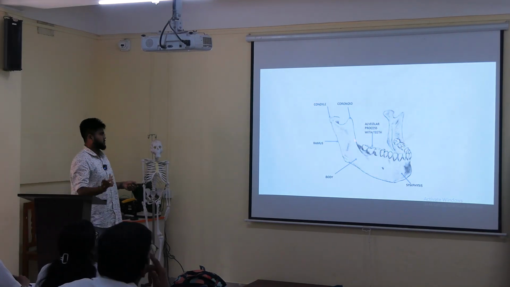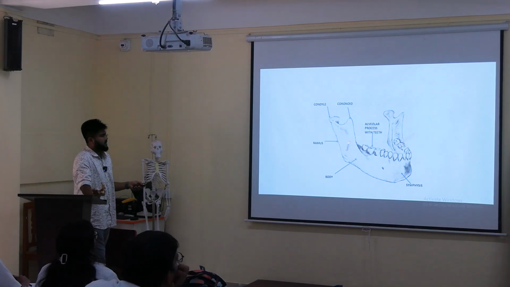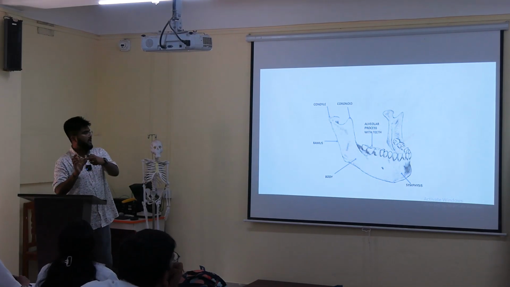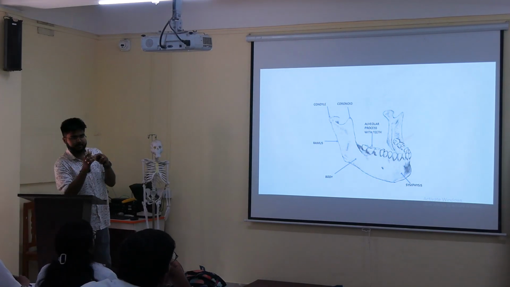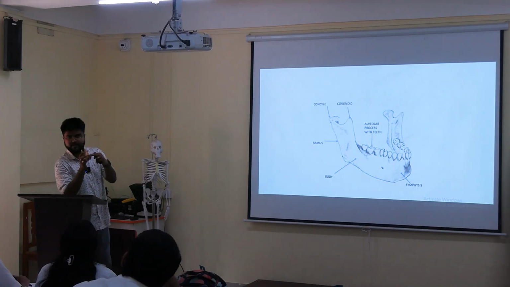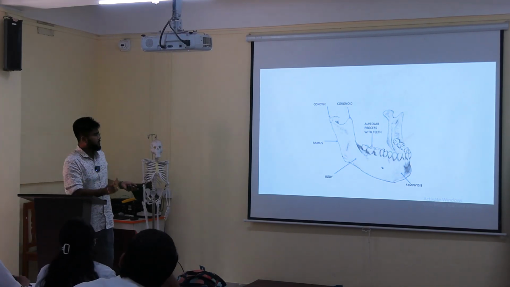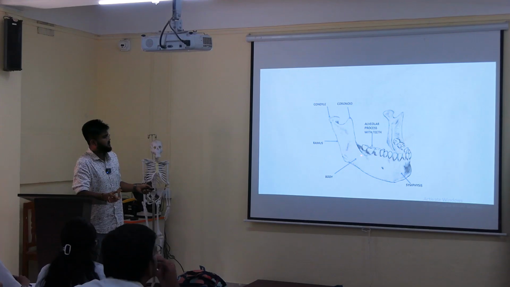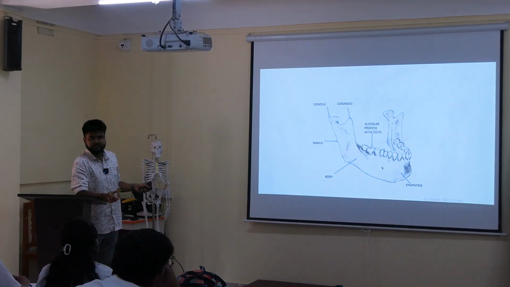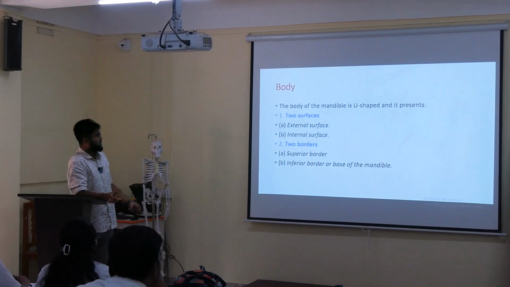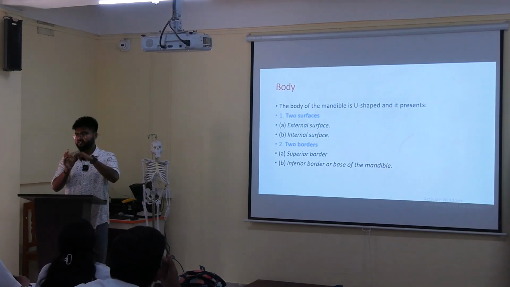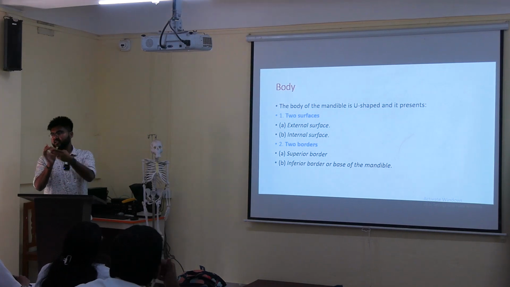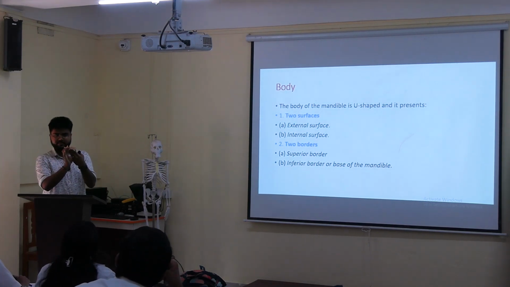Next, see, this is the ramus and this is mainly the body. And always remember this part is called your alveolar process, where your lower teeth are impacted, meaning the upper border of the body of the mandible. So this is the alveolar process. Next is the body. You all know the body has two surfaces, external and inner, and two borders, superior border and inferior border. Inferior border is also called the base of the mandible.